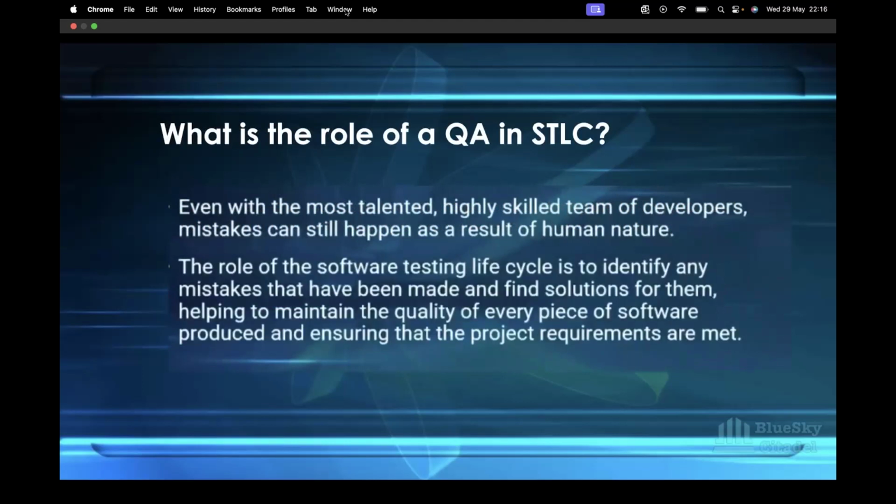So what is the role of a QA in SDLC? Even with the most talented, highly skilled team of developers, mistakes can still happen as a result of human nature. If you remember, I think you did error, defect, and failure. I think I had the tutor taking you guys on that. So yes, errors can happen, mistakes can happen. So the role of the software testing lifecycle is to identify any mistakes that have been made and find solutions for them, helping to maintain the quality of every piece of software produced and ensuring that the software requirements are met.